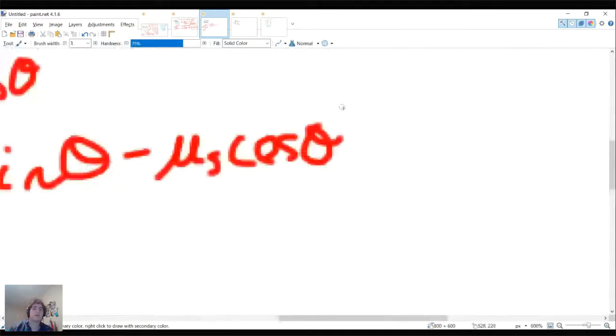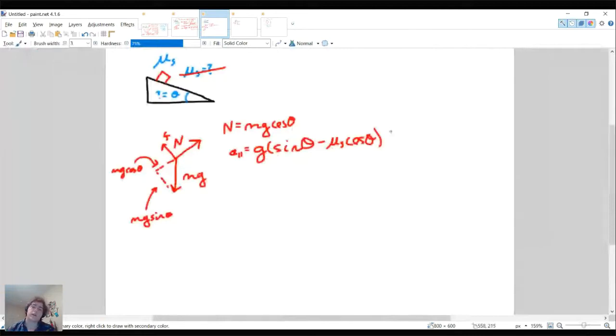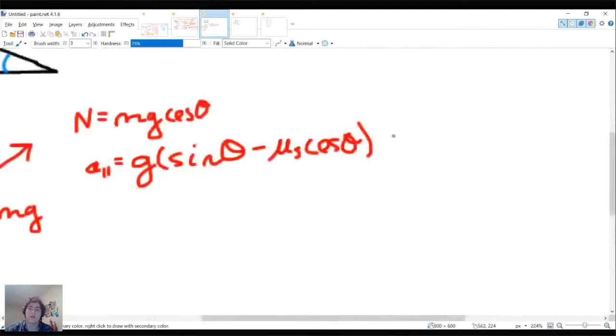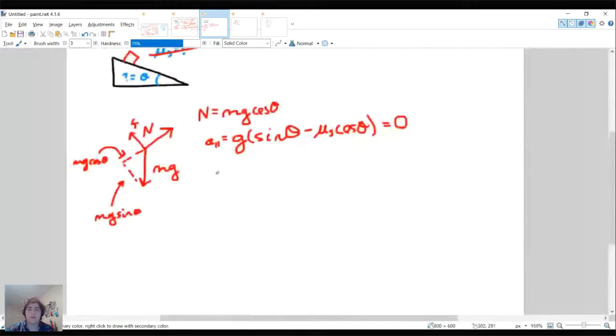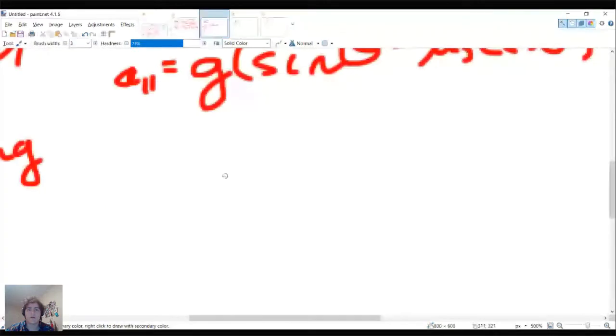Except there's a big difference in what we're looking at here. There's no acceleration, right? If there's an acceleration, then it's moving, and if it's moving, then the friction is kinetic. But in this case, it's static, so there's no acceleration, so this equals 0. And the only time this could be true is if this term equals 0, right?